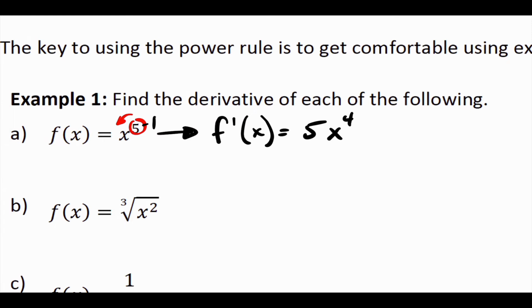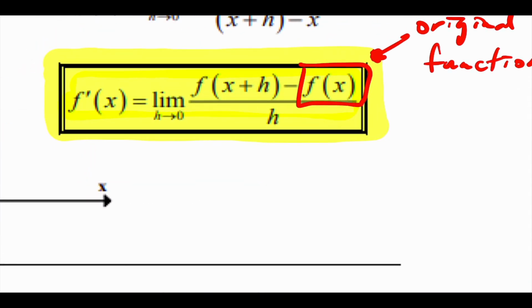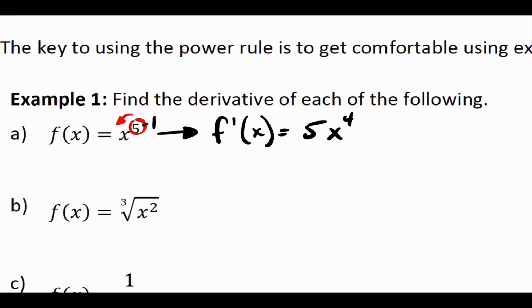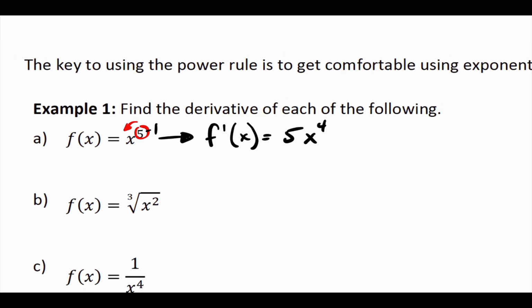How long would that have taken you yesterday if we did it the way we've been doing it? 5 seconds, maybe more, depending on how good you are at it. If we had to use this guy here, it would have taken a lot longer, right? This is important because you will see it. But if we're trying to find derivatives quickly, this is the way we do it. We use what's called the rules for differentiation. The first one is the power rule.